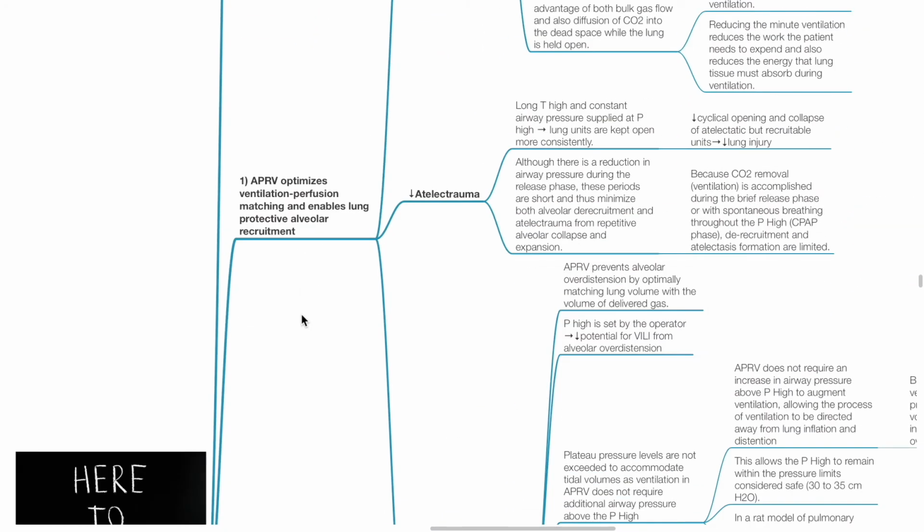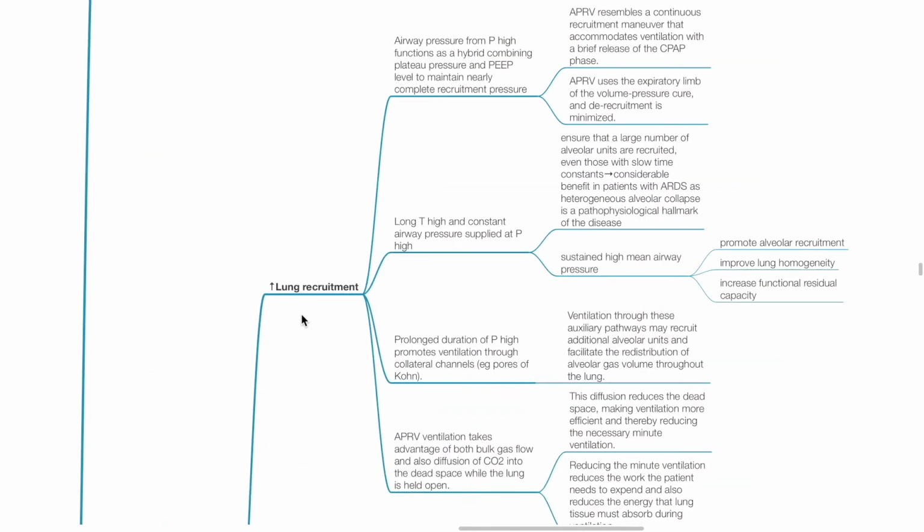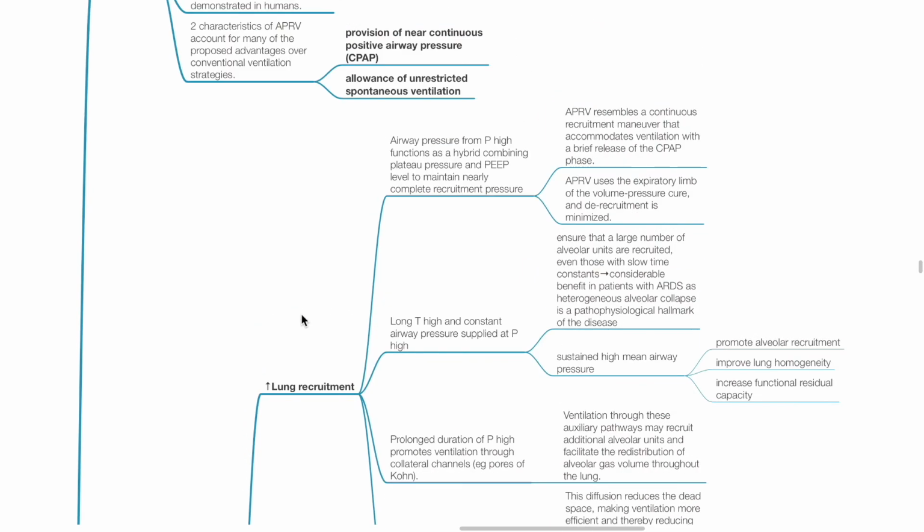APRV optimizes ventilation perfusion matching and enables lung protective alveolar recruitment. APRV increases lung recruitment. Airway pressure from P high functions as a hybrid, combining plateau pressure and PEEP level to maintain nearly complete recruitment pressure. APRV resembles a continuous recruitment maneuver that accommodates ventilation with a brief release of the CPAP phase. APRV uses the expiratory limb of the volume pressure curve, and de-recruitment is minimized.